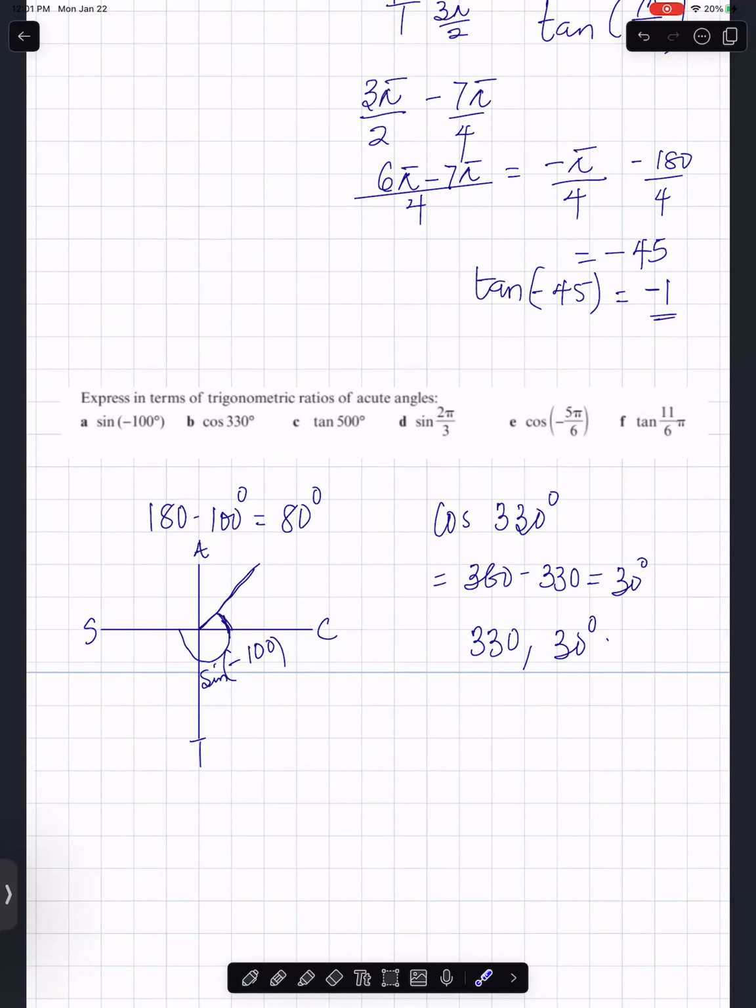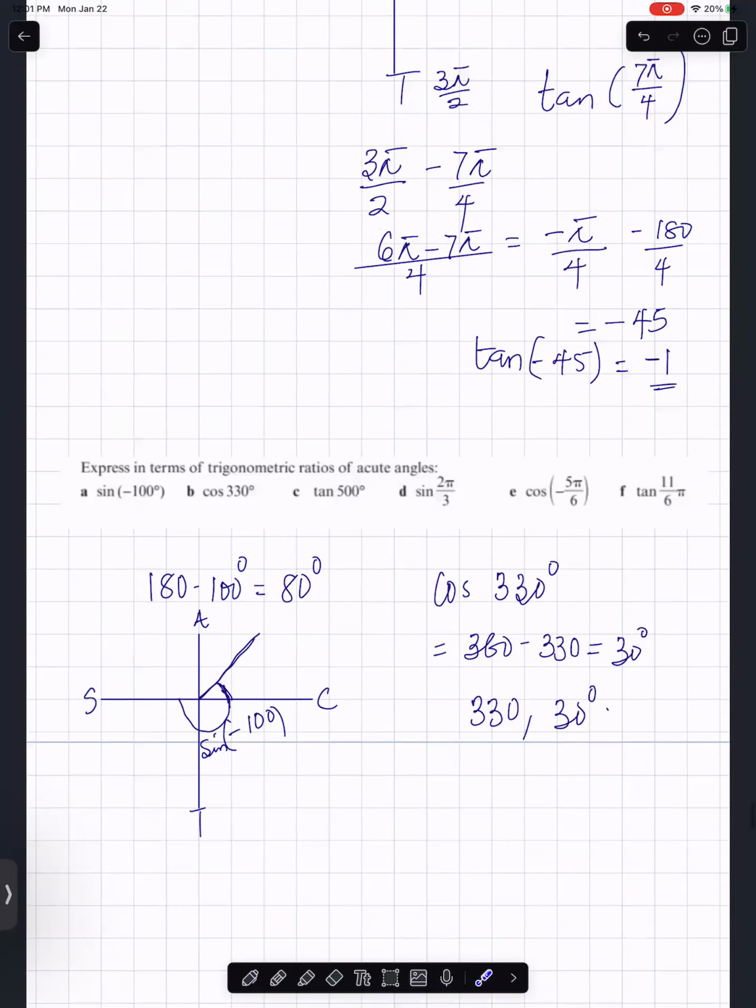Please refer to the previous example I used here in order to solve for cos inverse of sine 2 pi over 3 and tan 11 pi, as trigonometric ratios of acute angles. There are more questions for you to go through.